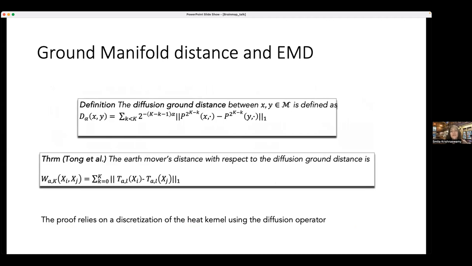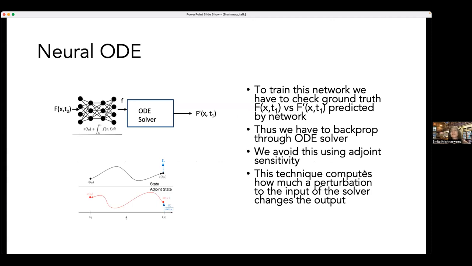But this turns out to be a very interesting kind of Earth mover's distance where you're not moving on the ground, but you're moving on the manifold. So that's an Earth mover's distance with respect to the diffusion ground distance. So what we do is we then train a neural ODE in this space. A neural ODE network is a network that produces a derivative, and that derivative is then integrated via an ODE solver to the next time point.